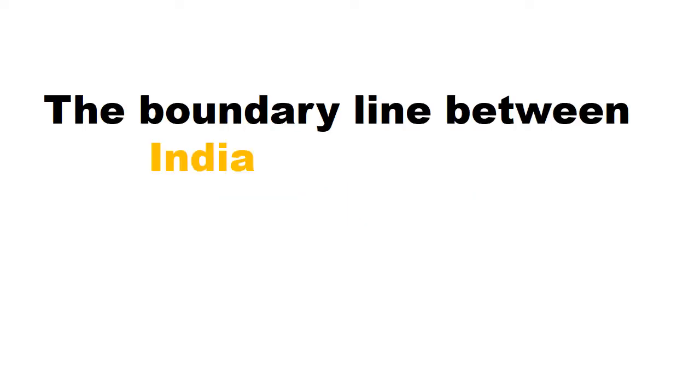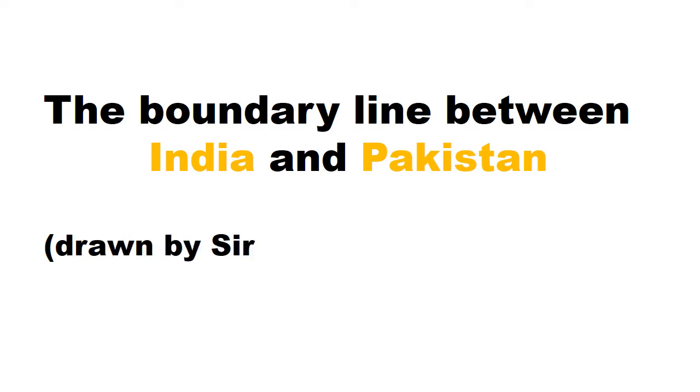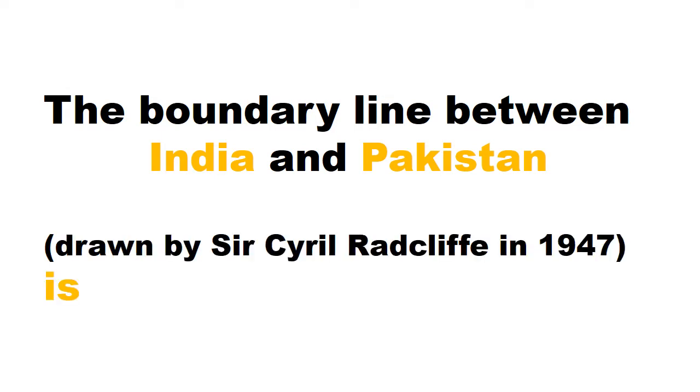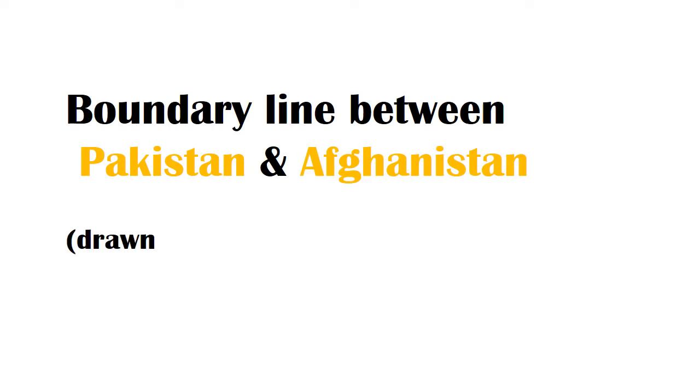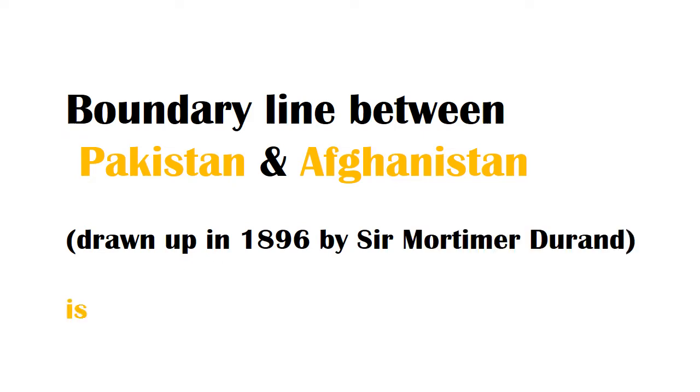International boundary lines. Let's know about them. The boundary line between India and Pakistan, drawn by Sir Cyril Radcliffe in 1947, is Radcliffe Line. Boundary line between Pakistan and Afghanistan, drawn up in 1896 by Sir Mortimer Durand, is Durand Line.